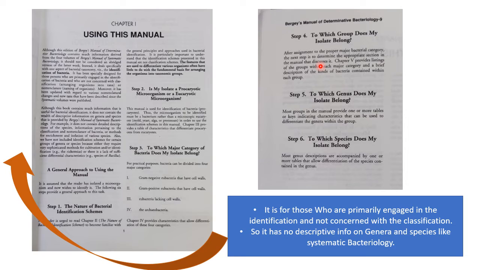Okay, so once your group has been identified, you start performing biochemical tests so that you can find which genus my isolate belongs to. And once your genus is identified, you can find out which species my isolate belongs to. Okay, so this is how you have to use this particular manual, step by step.